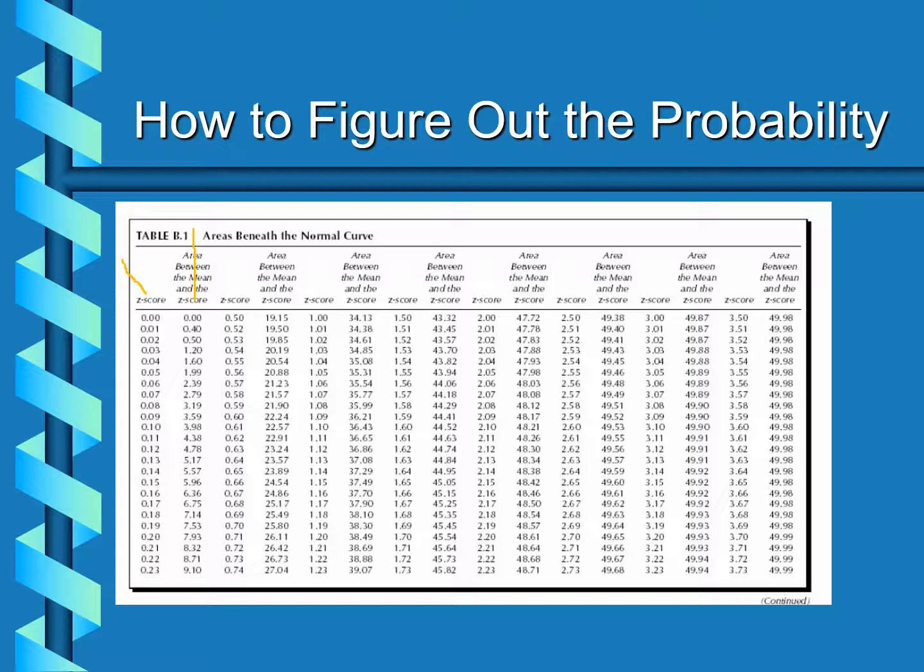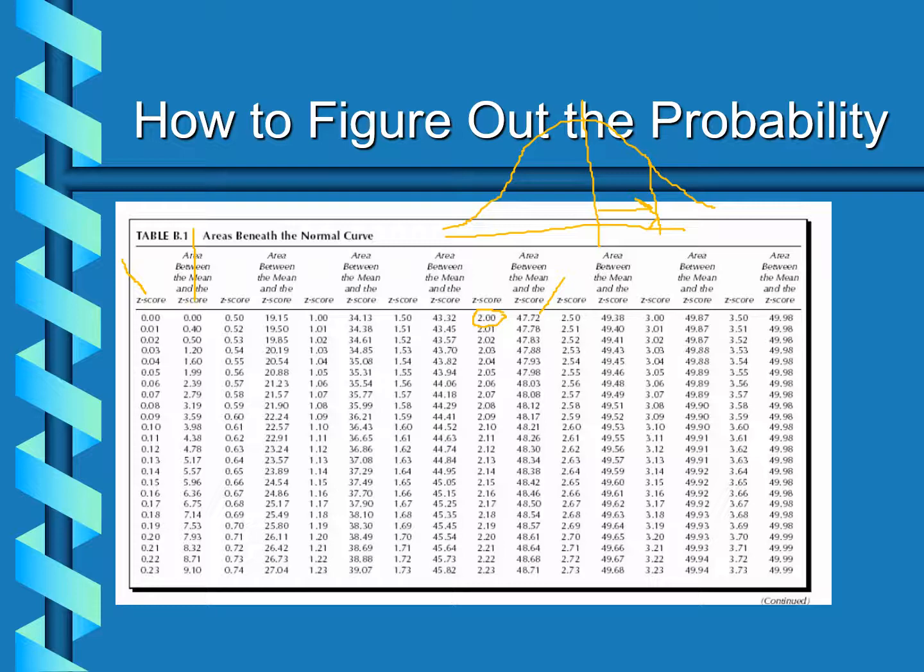And you can see the area between the mean and, getting back to our example of 2 standard deviations, we could go down here and find 2 standard deviations is right here for a z-score. So the probability, the area between, if we draw our curve, the area between our mean and 2 standard deviations is 47.72, right? There's our z-score there.